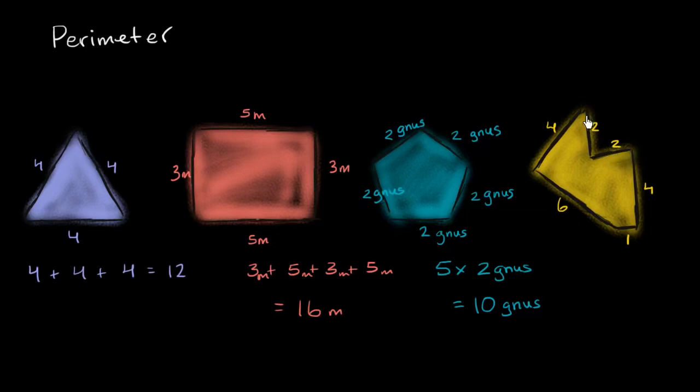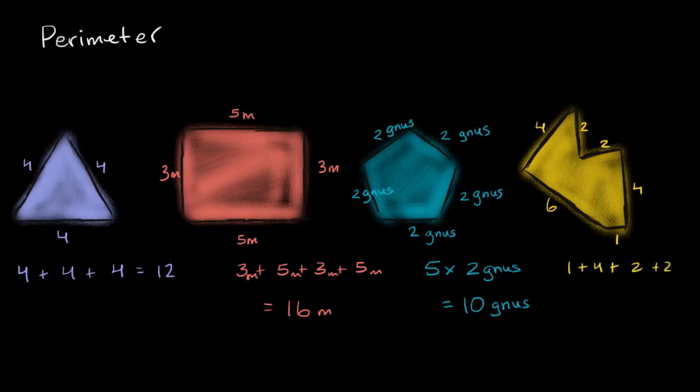Here we have a more irregular polygon, but same exact idea. How would you figure out its perimeter? Well, you just add up the lengths of its sides. And here I'll just do it unitless. I'll just assume that this is some generic units. And here the perimeter will be 1 plus 4 plus 2 plus 2.